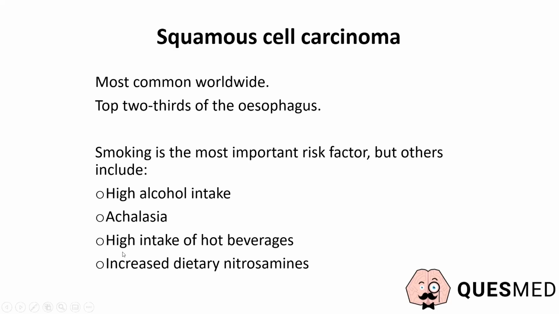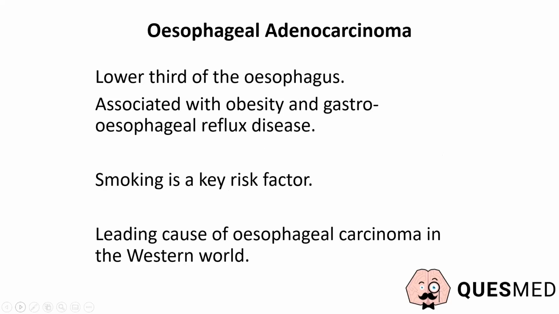By comparison, esophageal adenocarcinoma, which is on the next slide, tends to affect the lower third of esophagus. So whereas esophageal squamous cell cancer is the most common cancer worldwide, esophageal adenocarcinoma is the leading cause of esophageal cancer in the Western world. It's really strongly associated with obesity and gastric or gastroesophageal reflux disease, so GORD. And again, smoking is a key risk factor for these patients.